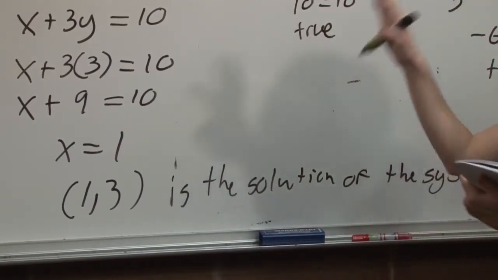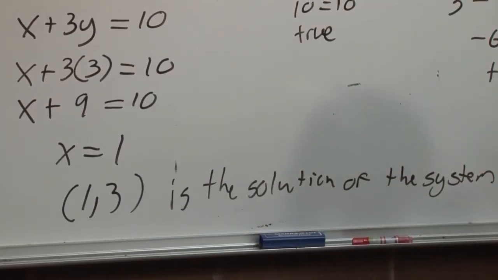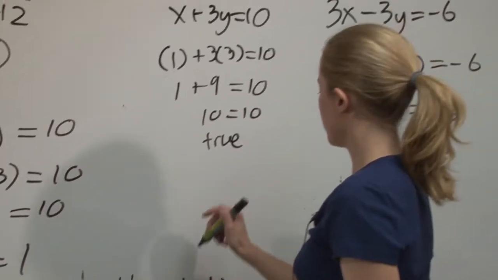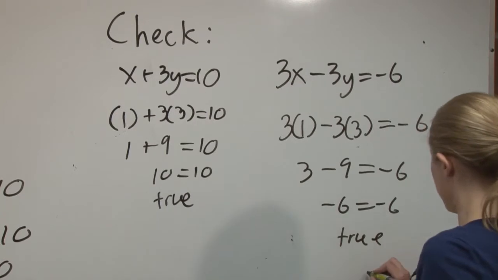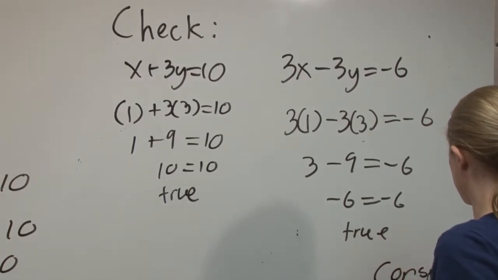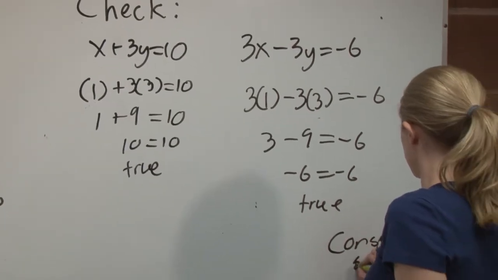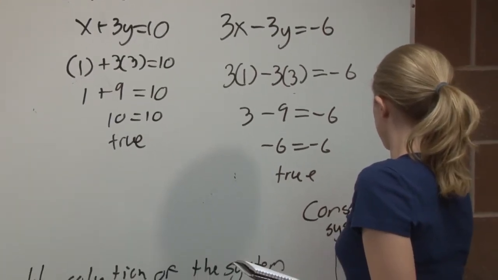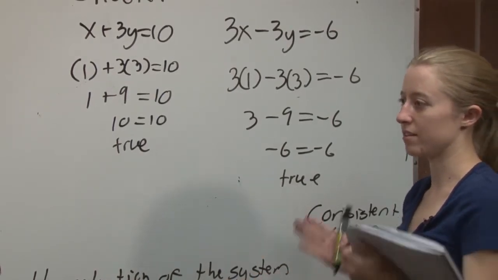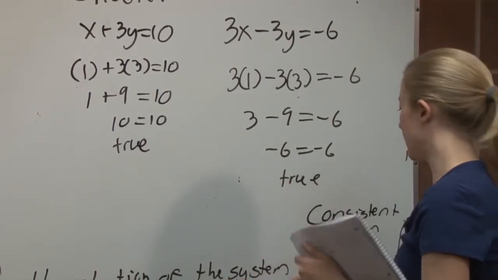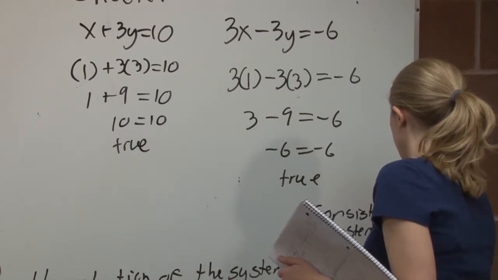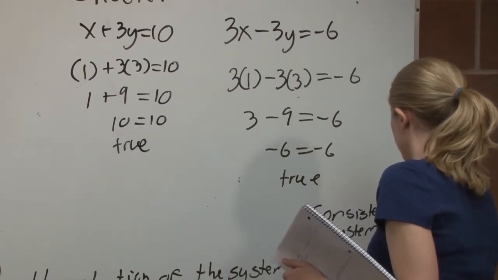So we know this is a case where we have one and only one solution. So since there's a solution, the system is consistent. And since there was a solution, we also know that they had to be different lines, because the same lines are never going to have a solution. So it is independent.